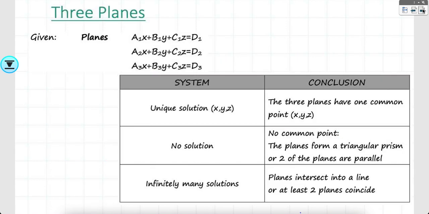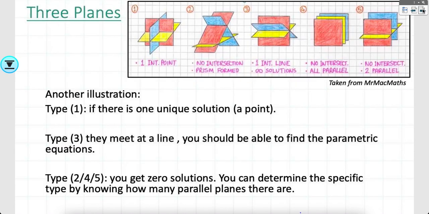So how to approach the questions. If I'm given three planes such as these, if I am looking for a unique solution, then they would have one common point. If there would be no solution, then there would be no common point, and the planes form a triangular prism. Or infinitely many solutions, they intersect at a line, or at least two planes coincide. This is another illustration for the different situations, so you can pause and have a read through it as well.